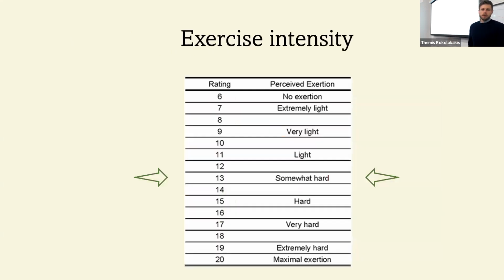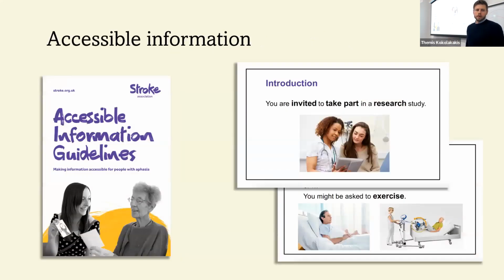We used the rating of perceived exertion to help guide exercise intensity. We chose this because it was practical, simple to use, and could potentially be used by NHS staff at low cost. Something else that came out of the PPI event was that we'd need to use accessible information. So we used the Stroke Association guidelines, and this was to increase the inclusivity of the research to enroll people that have communication difficulties.